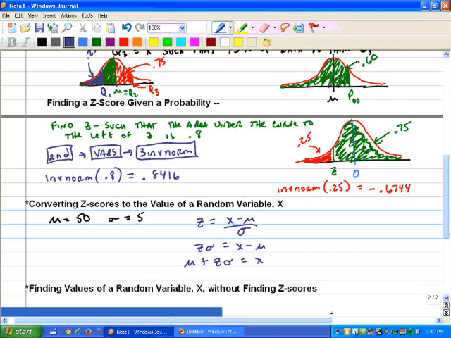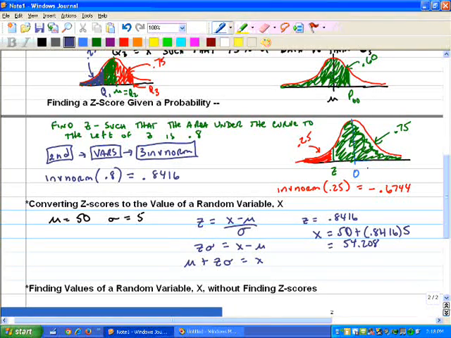So in the first case, when we found z equal 0.8416, if we want to convert that to an x value for this distribution, then we would say x is equal to the mean of 50 plus z 0.8416 times our standard deviation of 5. Type that in your calculator. And you'll see that x equals 54.208.